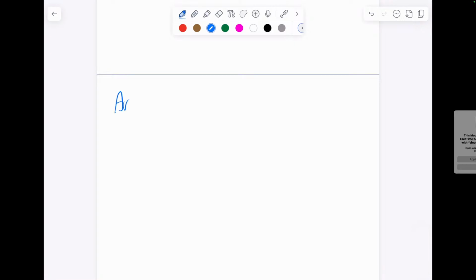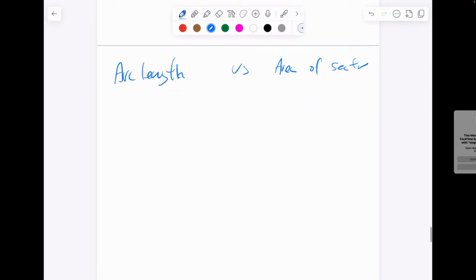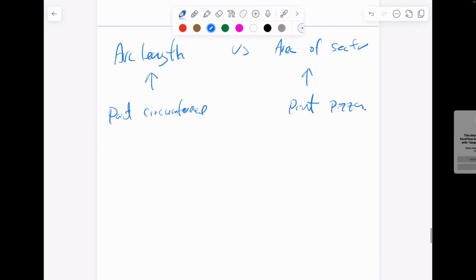It's known as arc length versus the area of a sector. What I mean by that is this: I call it crust versus the area of pizza. So either you figure out the crust, what's the dimension of the crust, or what is the area. This one involves part of the circumference, and this is a part of the pizza. So that's a way to think about it.